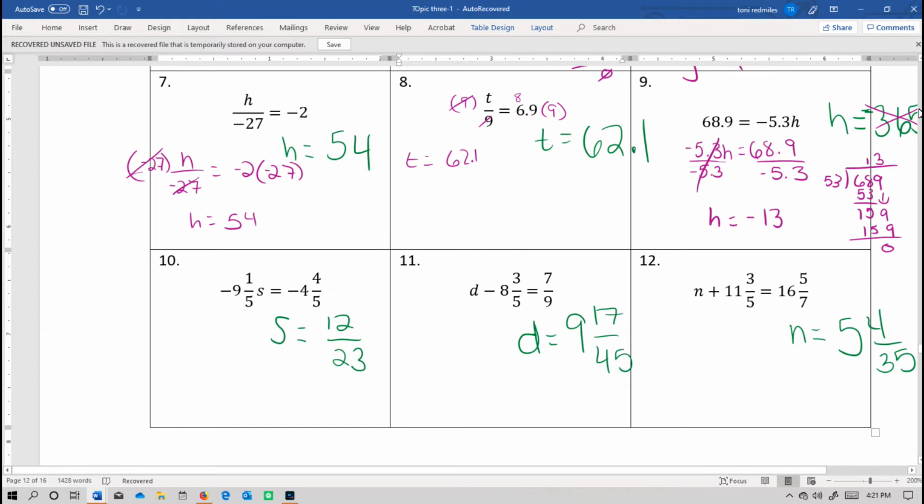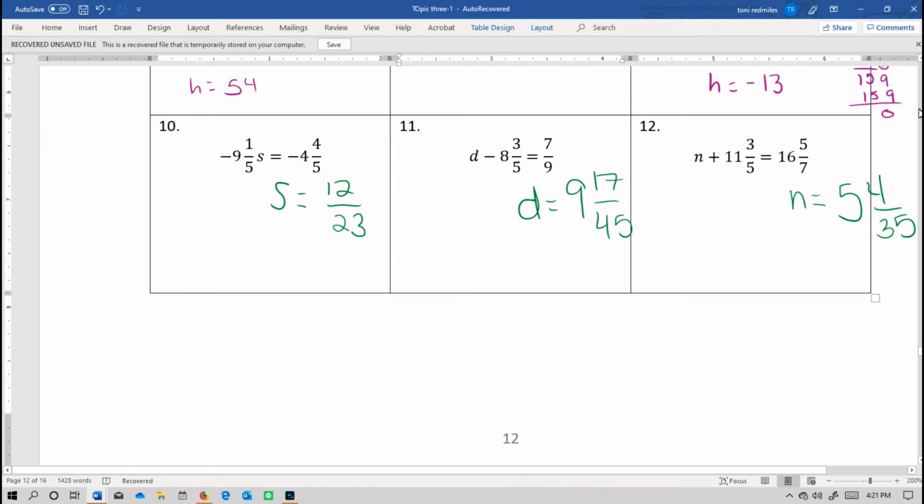All right, let's do some fractions. Our last 3 are all fractions. So the 9 and 1/5, this is actually multiplying that s. So I need to divide it. And I have to divide it on both sides. Identity rule goes to 1, leaves me just with an s.